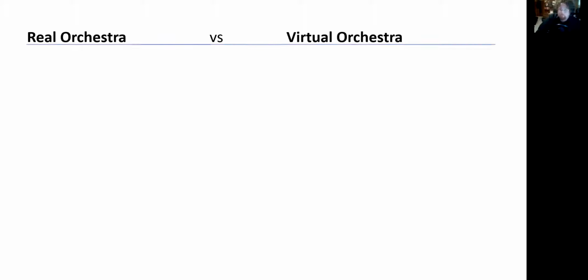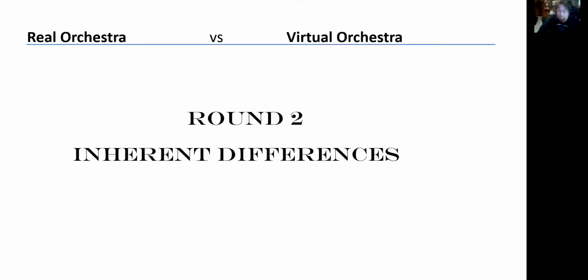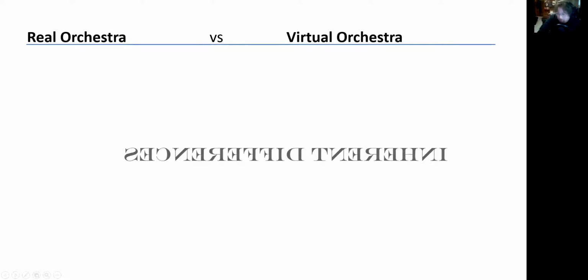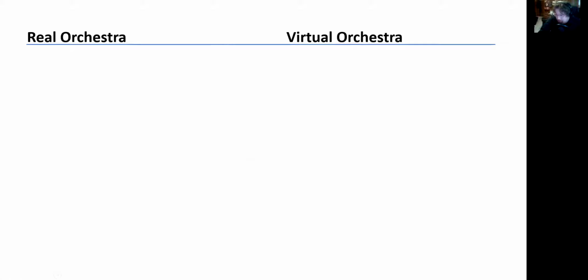Real orchestra versus virtual orchestra. Round 2: Inherent differences. In this second matchup, we'll be looking at some of the inherent differences between the two orchestras and their implications. With a real orchestra, players can react, adjust timbre, and blend in real time. This isn't the case with virtual orchestras.